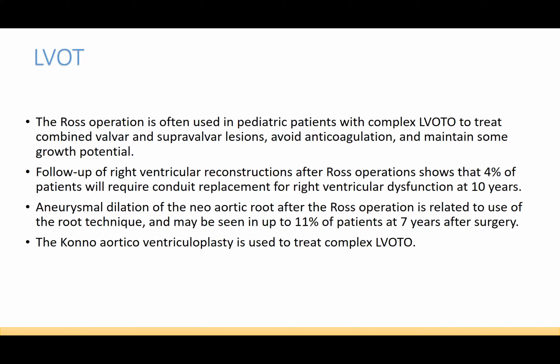The follow-up of RVOT or LVOT after Ross operation can show up to 4% of patients will require conduit replacement with right ventricular dysfunction up to 10 years. Aneurysmal dilatation of the new aortic root after Ross operation is related to use of the root technique, and may be seen in up to 11% of patients at 7 years. The Konno-aortic ventriculoplasty is used to treat the complex LVOT.